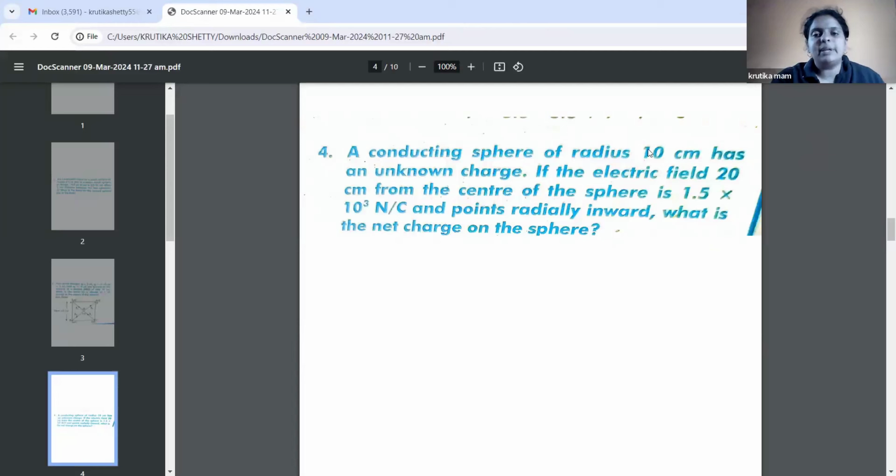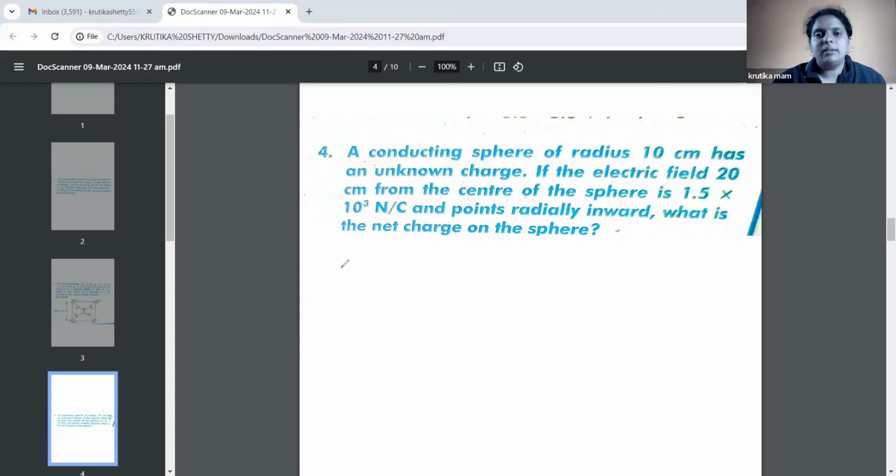A conducting sphere of radius 10 centimeter has an unknown charge. If the electric field 20 centimeter from the center of the sphere is 1.5 into 10 raised to 3 Newton per coulomb and points radially inward, what is the net charge on the sphere?